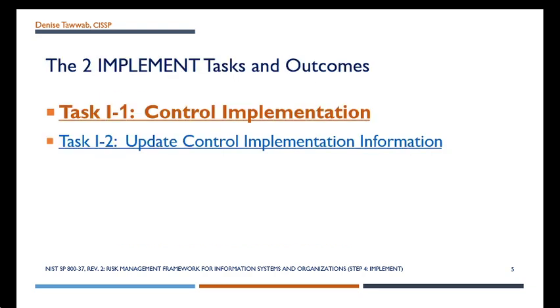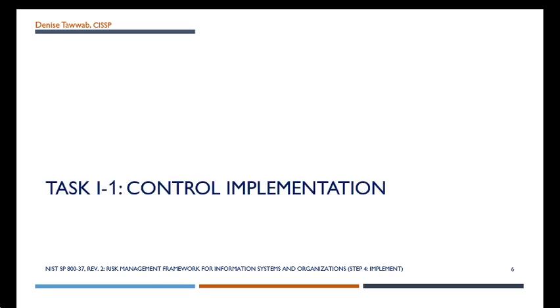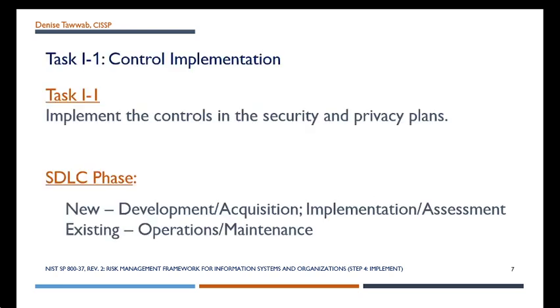So let's keep going. The first task in the implement step is control implementation. And I laugh when I look at this list because it says control implementation. But what I will tell you is this is where the meat of what most people think of as information security happens. This is the technical stuff. This is where people are securing the network, securing data, doing access control, implementing all the controls from the 18 control families. It's all happening in this step that we just call control implementation.